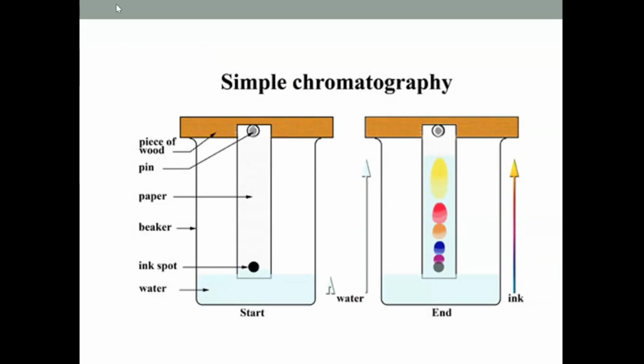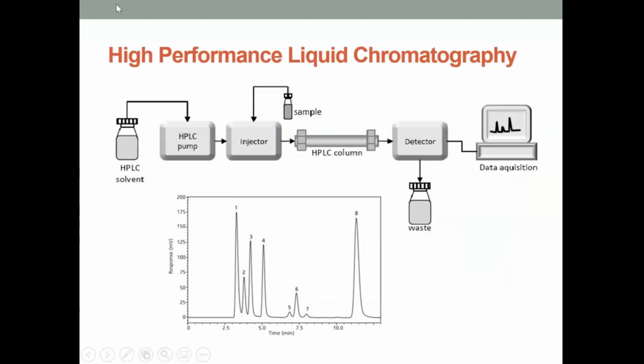You'll remember from your school days, if you did chemistry, we would have done some simple chromatography. We would have had a little ink spot on a piece of paper, and we would have put it into water, and we would have watched as the different colours eluted from the black spot of the ink. So this is simple chromatography, having your different colours eluting at different times, so you're getting separation. Modern HPLC, high performance liquid chromatography, is based on the same basic principles.